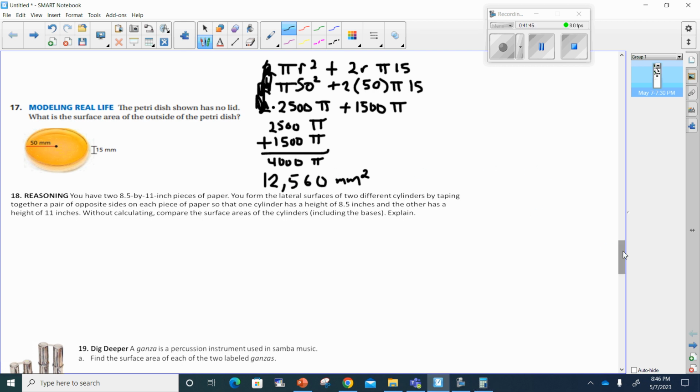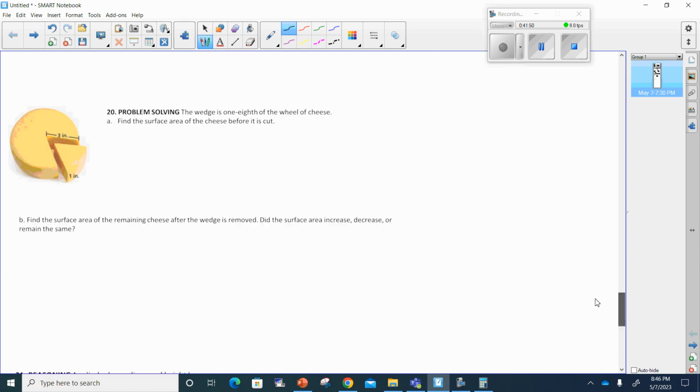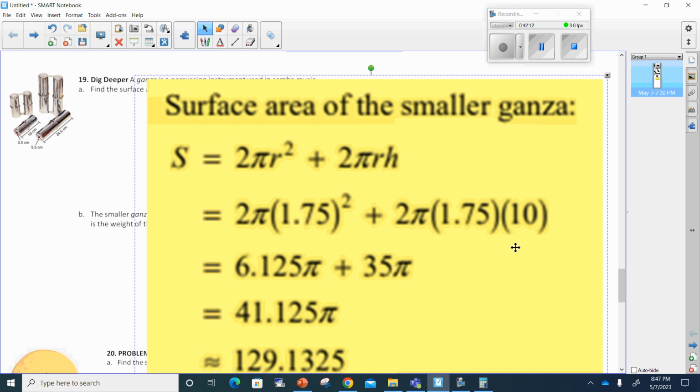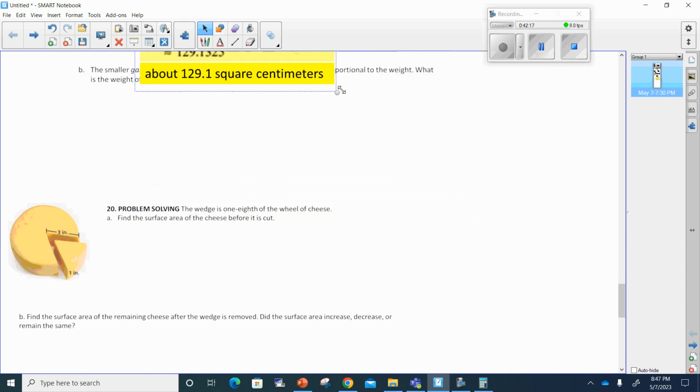All right, number 18 is yours to do. I've got number 19, and then you have number 20. Wow, we still got a little ways to go, don't we? Number 19 says, a ganza is a percussion instrument used in samba music, okay? Find the surface area of each of the 2 labeled ganzas. We've got 2 of them here. They want us to add the surface area. I'm going to save on a little time. I've decided to go ahead and paste some work in because I see this video is getting really long.